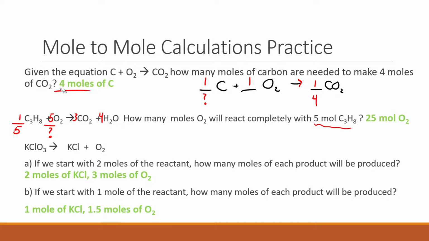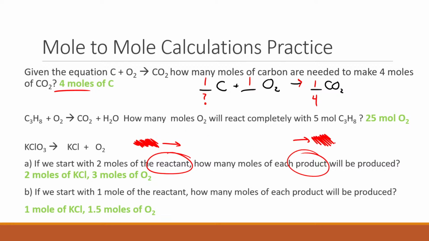For the third question, we get a little bit of vocab mixed in here. Reactant and product. Reactant means anything on the left side of the arrow, while product means anything on the right side of the arrow.